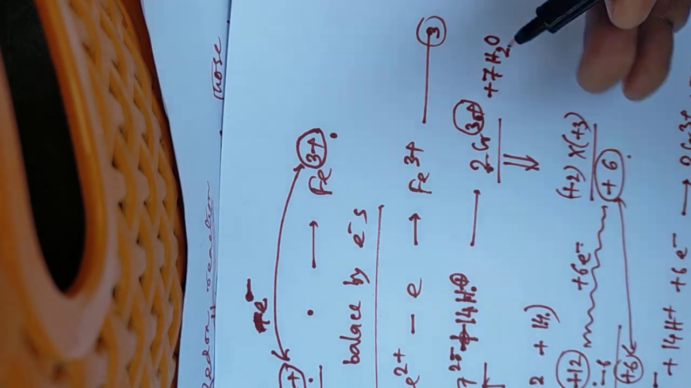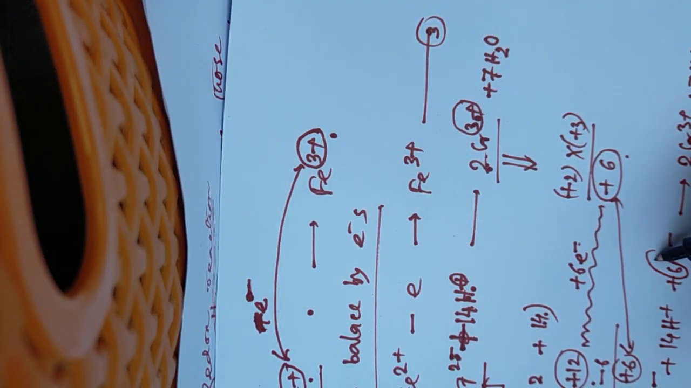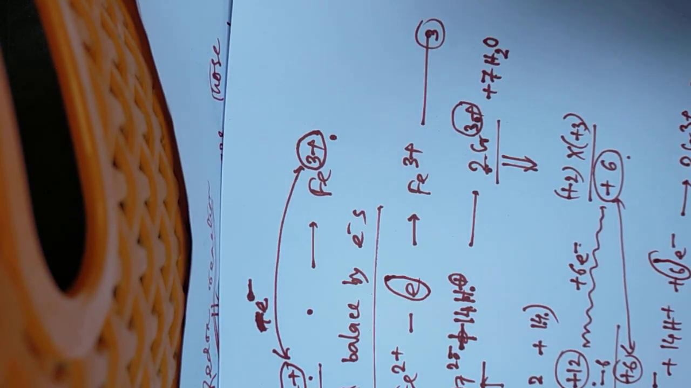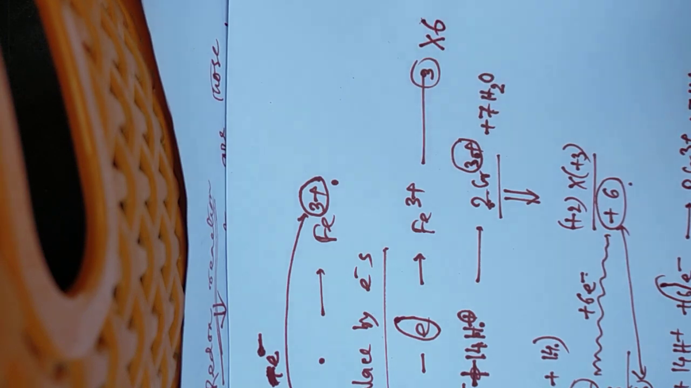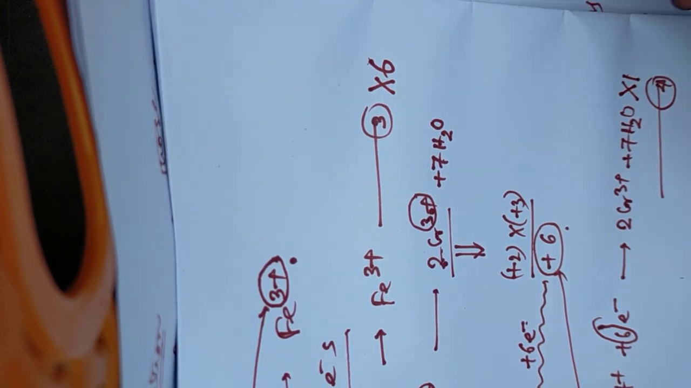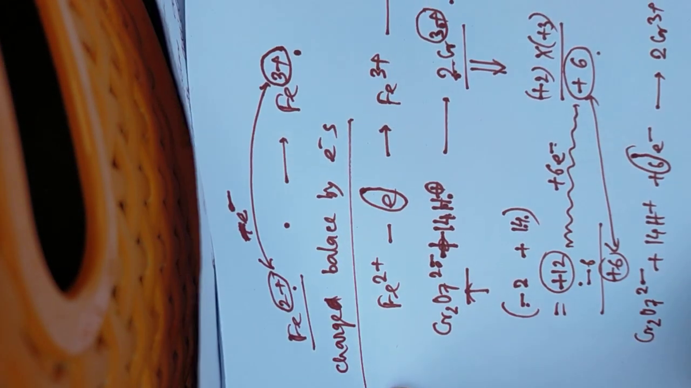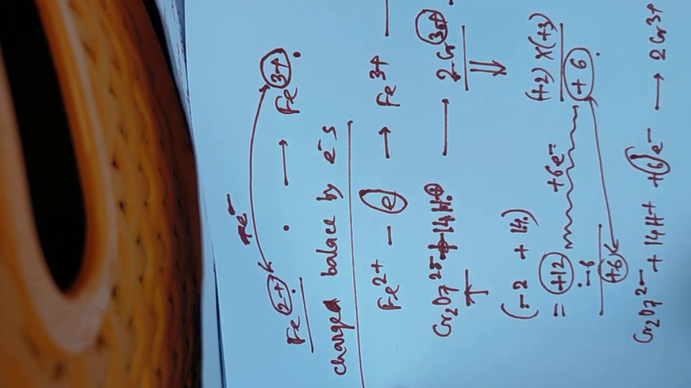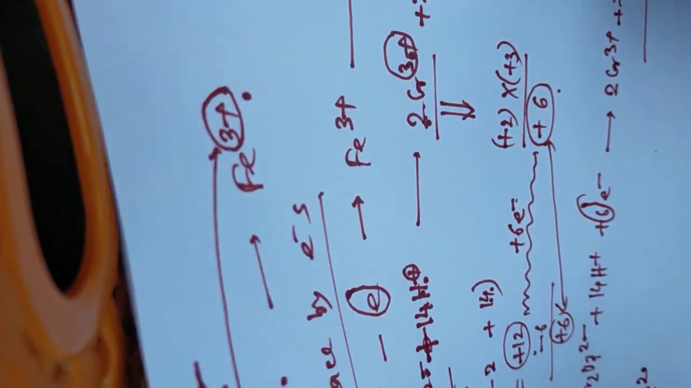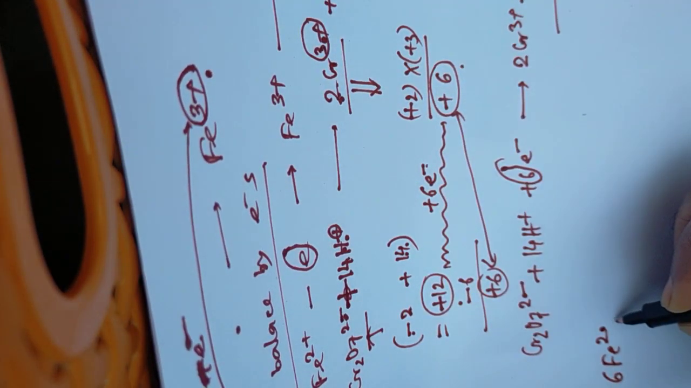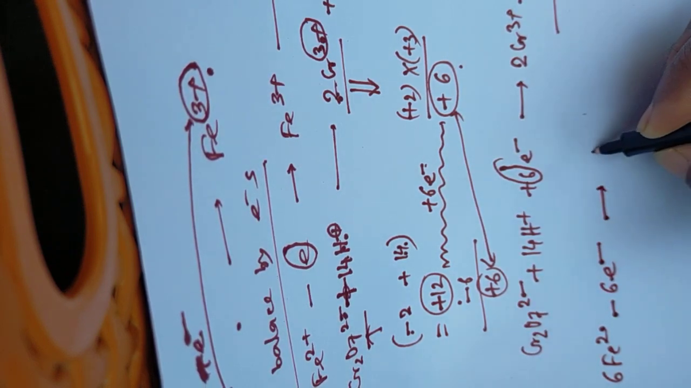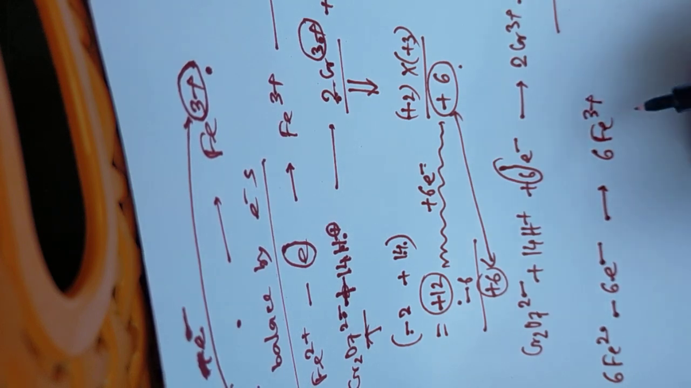Now we have to see the number of electrons: here it is 6, here the number of electrons is 1. So this equation is multiplied by 6, and this equation is multiplied by 1. So we get 6 Fe2+ minus 6 electrons gives 6 Fe3+.